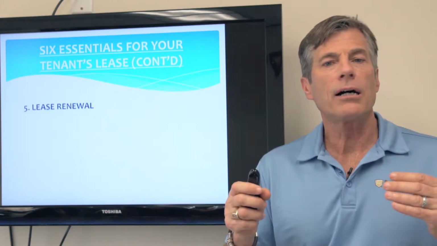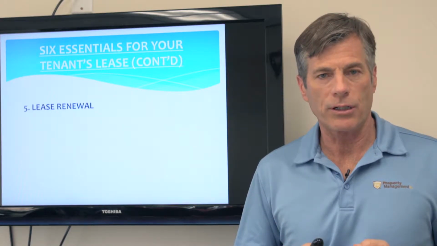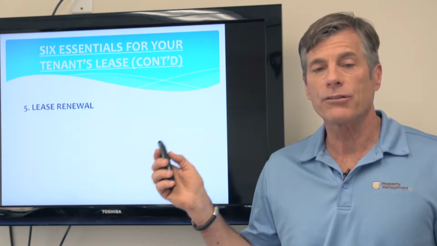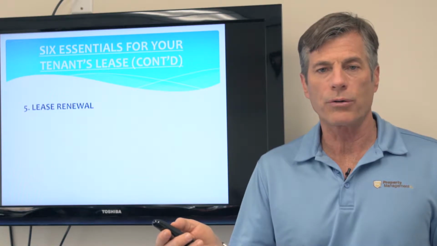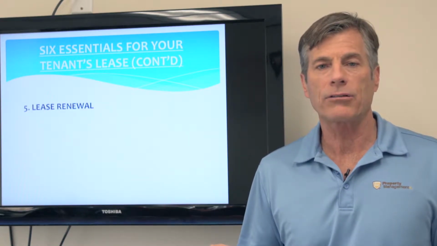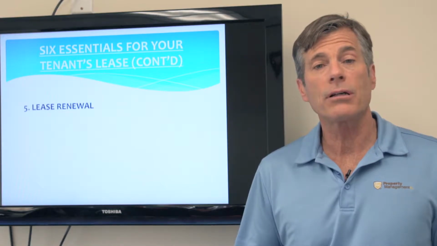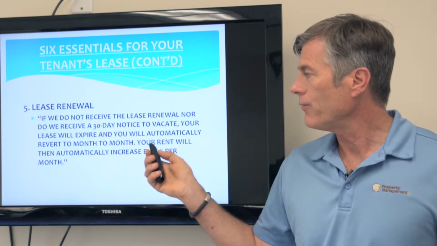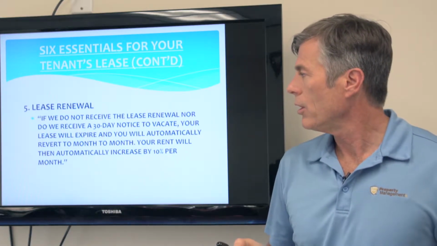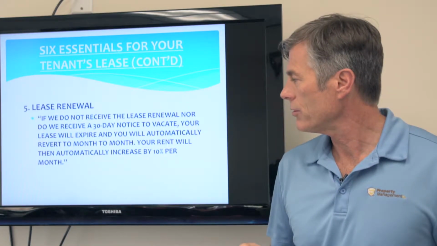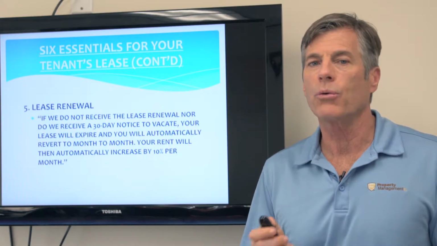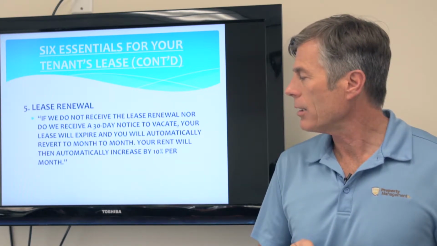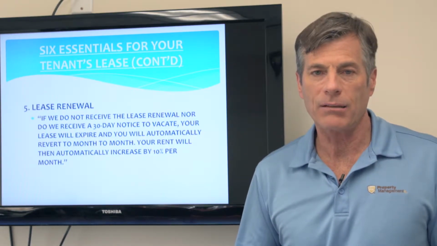So typically, if the tenant is going to vacate, we hear about it within 30 days, but sometimes the tenant stays and does not renew the lease, because we send a renewal notice out a couple weeks before the lease actually expires, and sometimes it's not signed by the tenant. So we have this in the lease that simply states, if we do not receive the lease renewal, nor do we receive a 30-day notice to vacate, your lease will expire and you will automatically revert to month to month, and your rent will then automatically increase by 10% per month.